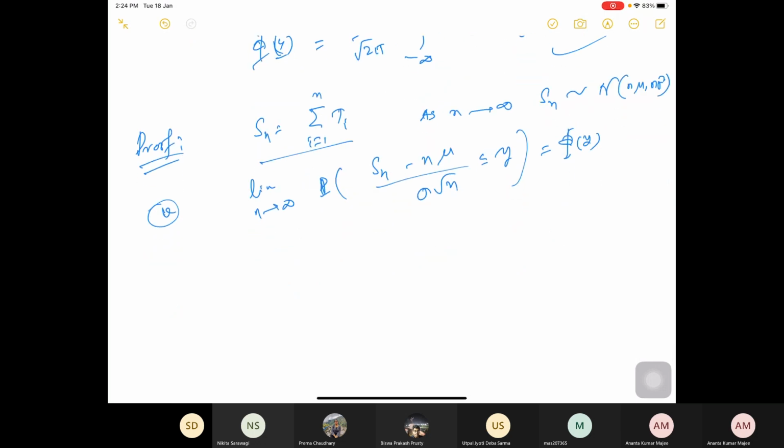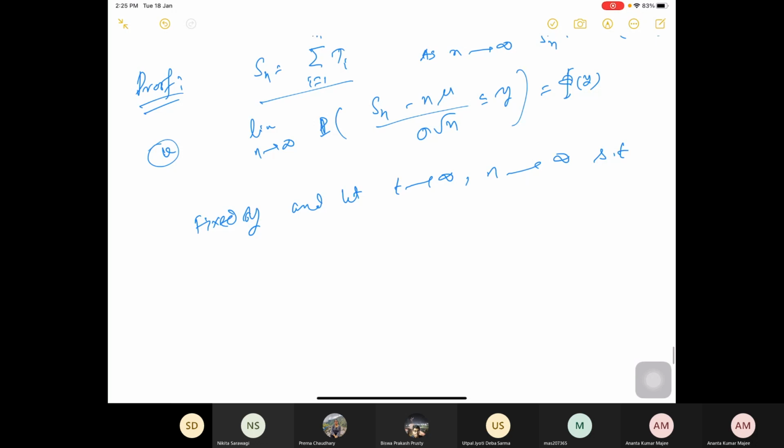Okay, so now I want basically N of t. So then what is the relation? Already we know that S_n to N(t). So for that I fix y, and let t go to infinity, n go to infinity, such that the limit as t goes to infinity, n goes to infinity, of (t minus n mu) by sigma root n is actually equal to minus y.